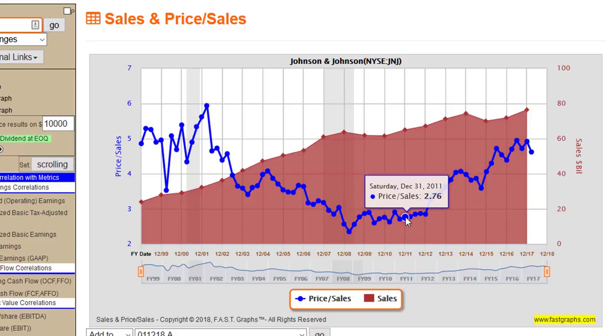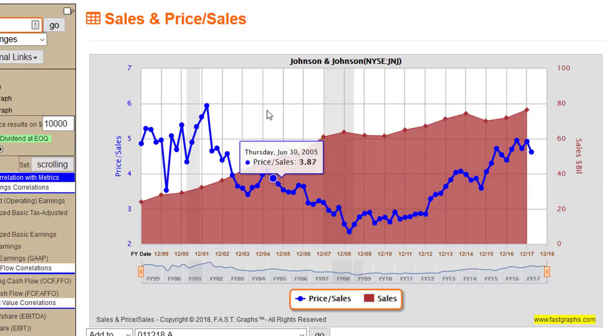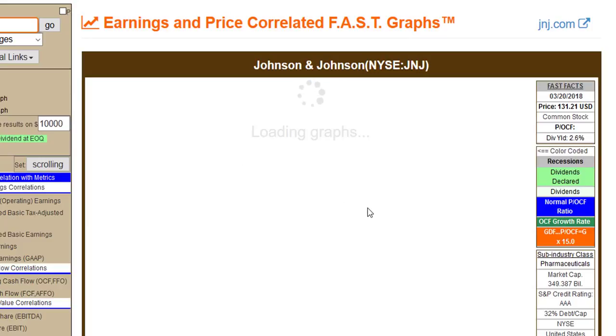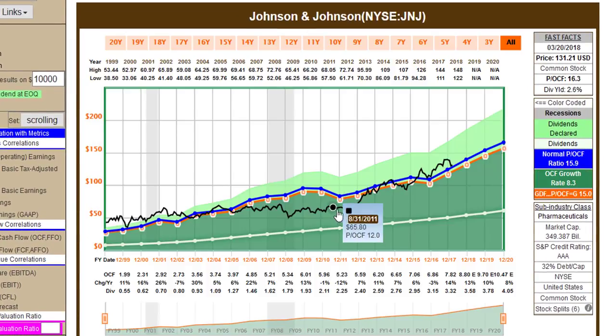You can see that during the recession, which is the gray shaded area here, the price to sales got down to 2.5 or 3, let's say 3 or below. And then this, of course, was a very high price to sales here. Now, when you measure that against the main historical graph, you can see that these periods of low price to sales coincide with these low price to operating cash flows in this example, or price to earnings.